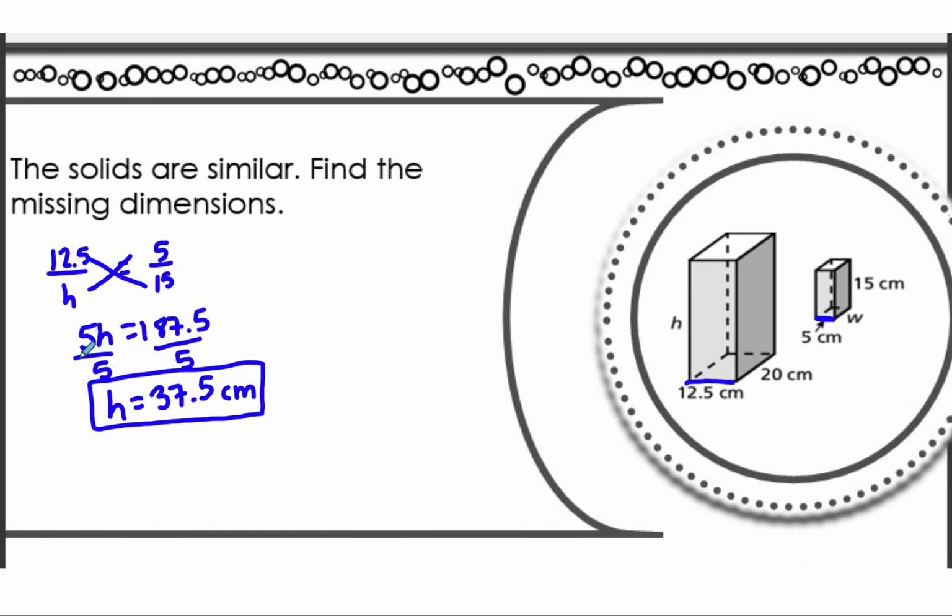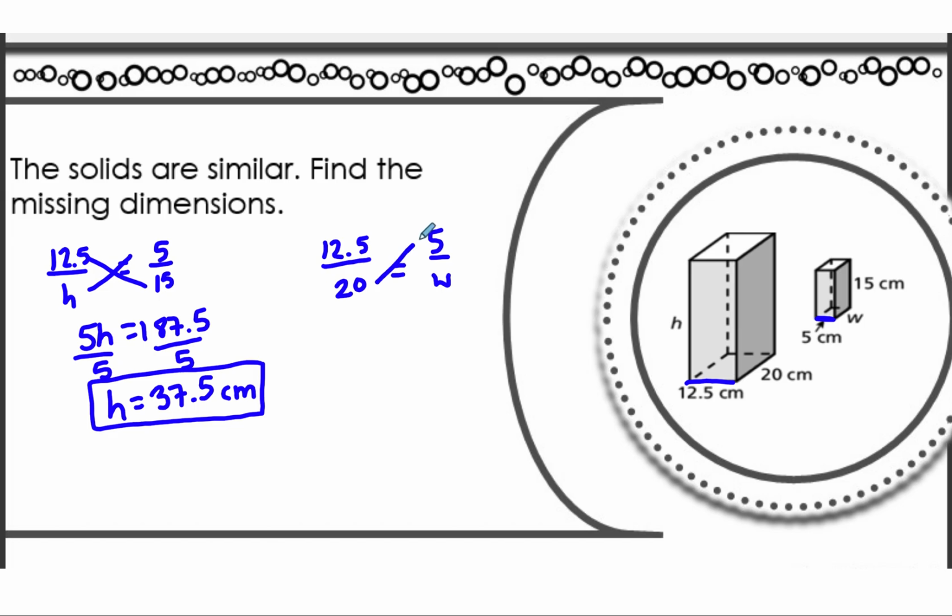Okay, I found my height, but I haven't found my width yet. So I'm going to go back and write a new proportion. I'm still going to have the 12 and a half and the 5, but this time I'm going to include our width numbers. So 20 is on the bigger one, so it's going to go with the 12 and a half. And then we don't know, so that's W.